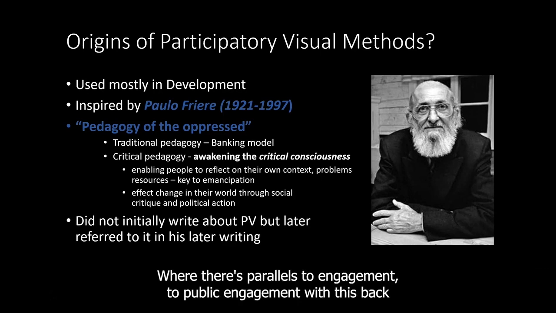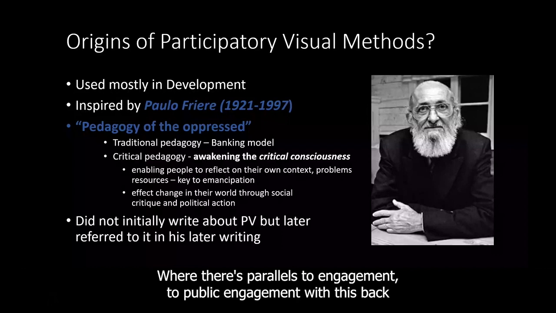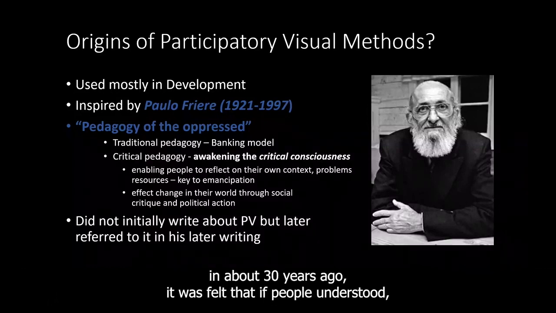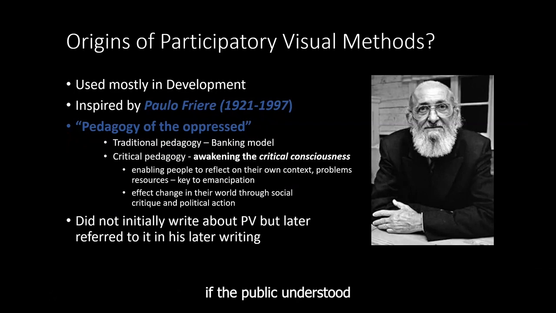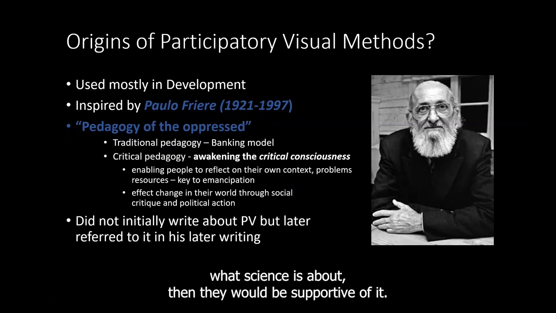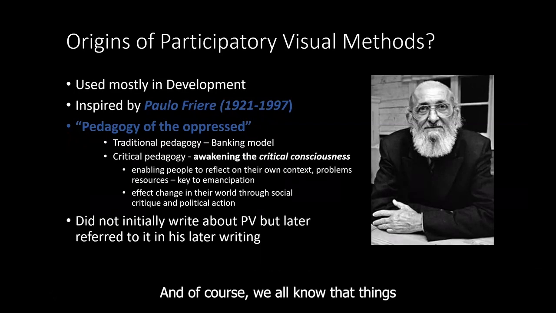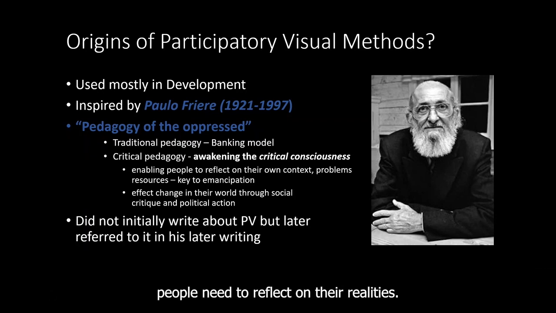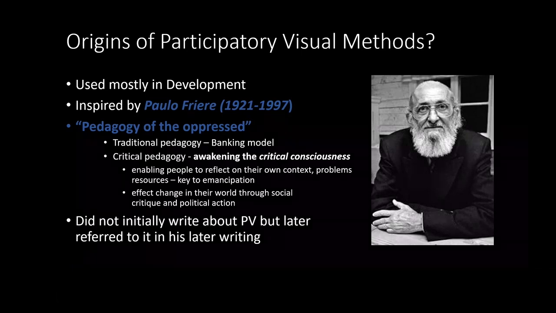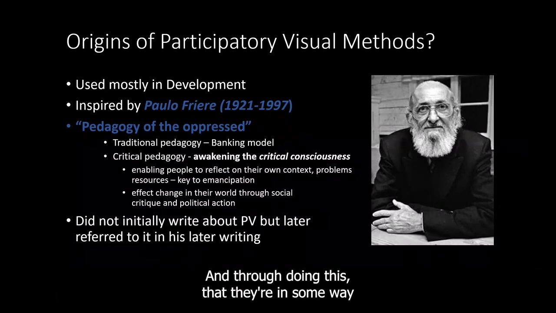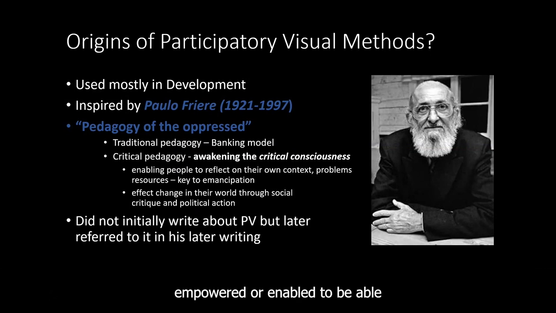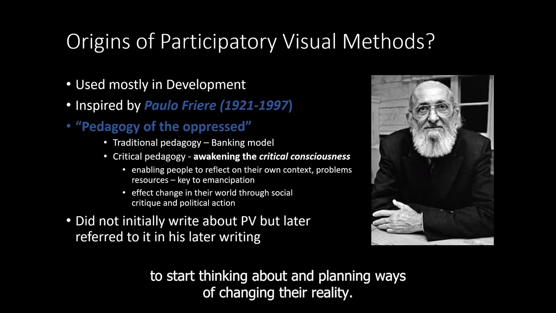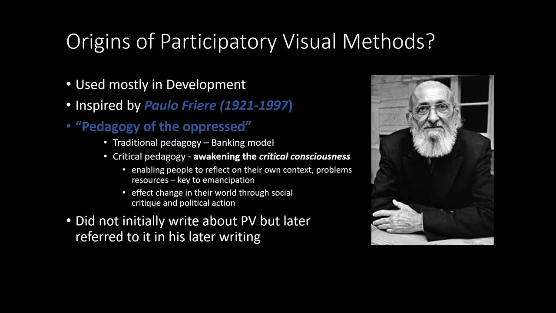I mean, there's parallels to public engagement with this. About 30 years ago, it was felt that if the public understood what science was about, then they would be supportive of it. And of course, we all know that things aren't quite as simple as that. So he argued that in order for social change to happen, people need to reflect on their realities, and through doing this, they're in some way empowered or enabled to start thinking about and planning ways of changing their reality.